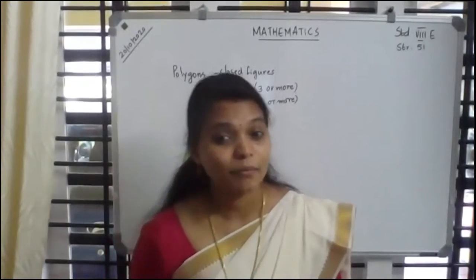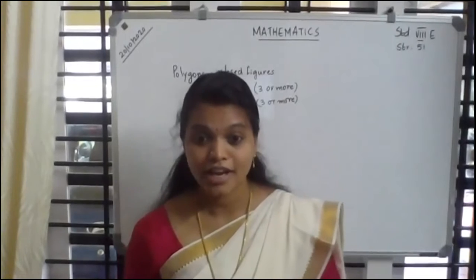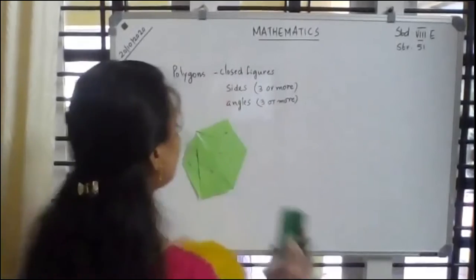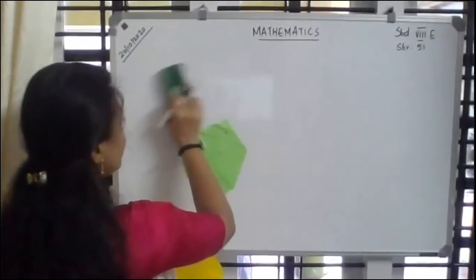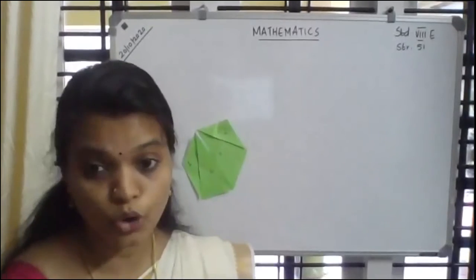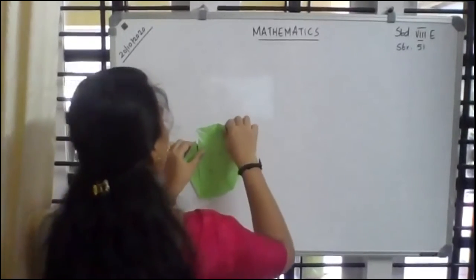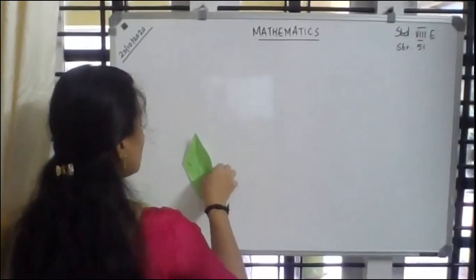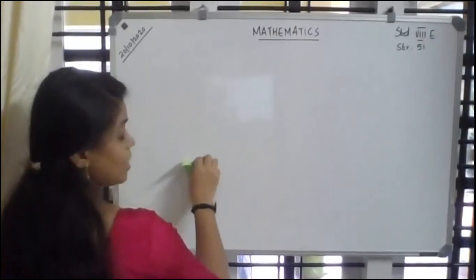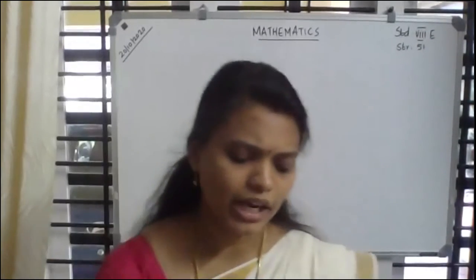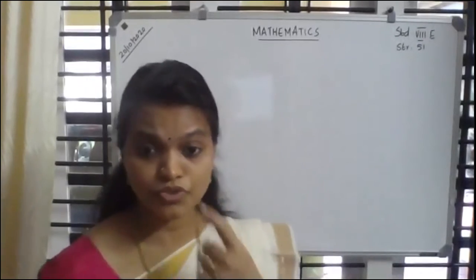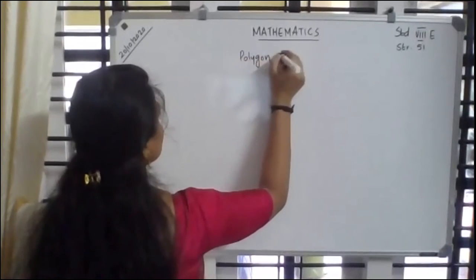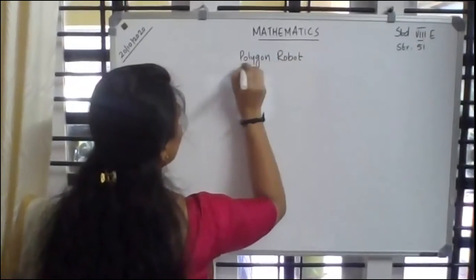Now, let's make our class much more interesting. We are going to make a polygon robot. For that, you have to cut out some pieces from your notebook. Of what shapes? Of some polygonal shapes. You can cut out some triangles, some quadrilaterals, or some pentagons, etc. Cut out some polygons.